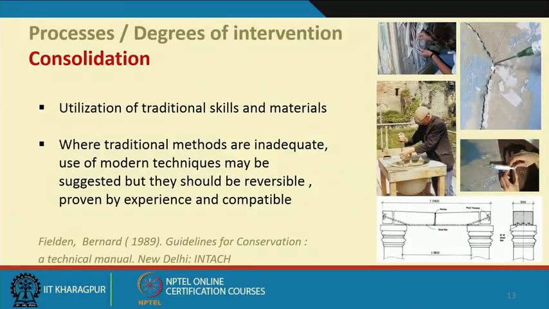It should not be very, very strong, so that the original structure does not have anything to do, because a lot of times, if the behavior of the older material and the new material are very incompatible, then it can cause further problems to the historic structure, because now we are really intervening within the structure. So, it is very important to understand this before we intervene. This is the third degree of intervention, where we are really intervening within the structure.